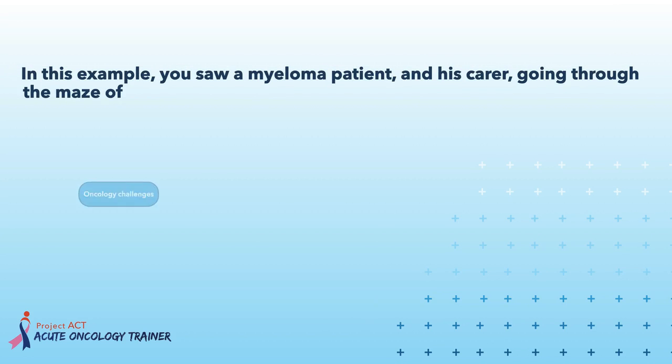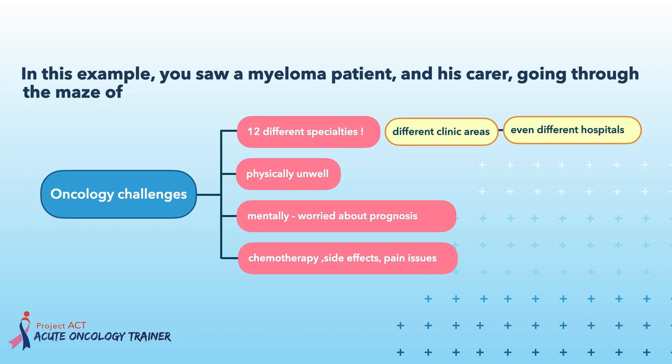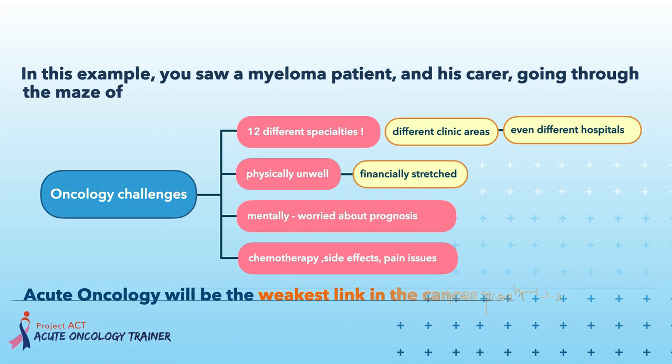The myeloma patient and his carer went through a maze of 12 different specialities in different clinical areas. Already unwell, financially stretched, worried about prognosis, while enduring chemo and its side effects. Are you seeing the bigger picture here? A multidisciplinary team for the clinician and support staff, or a meandering maze for the patient and his carer? This is why acute oncology will remain a weak, if not the weakest link, in the cancer treatment landscape.